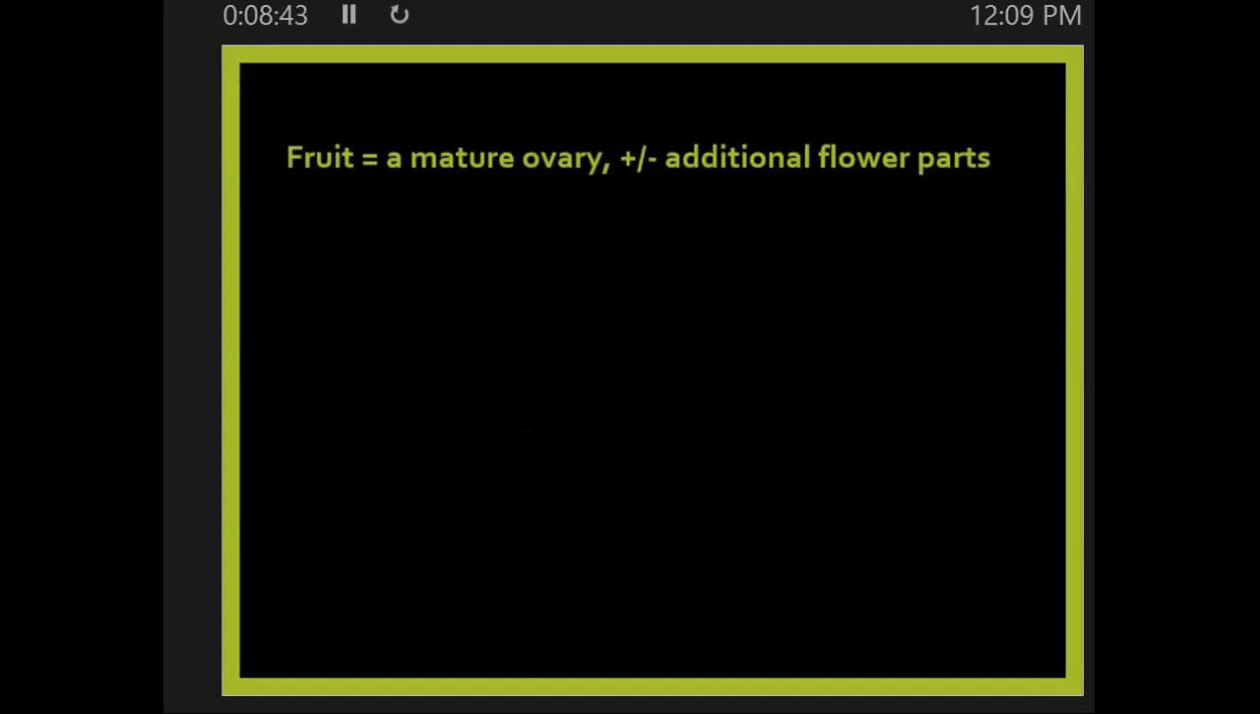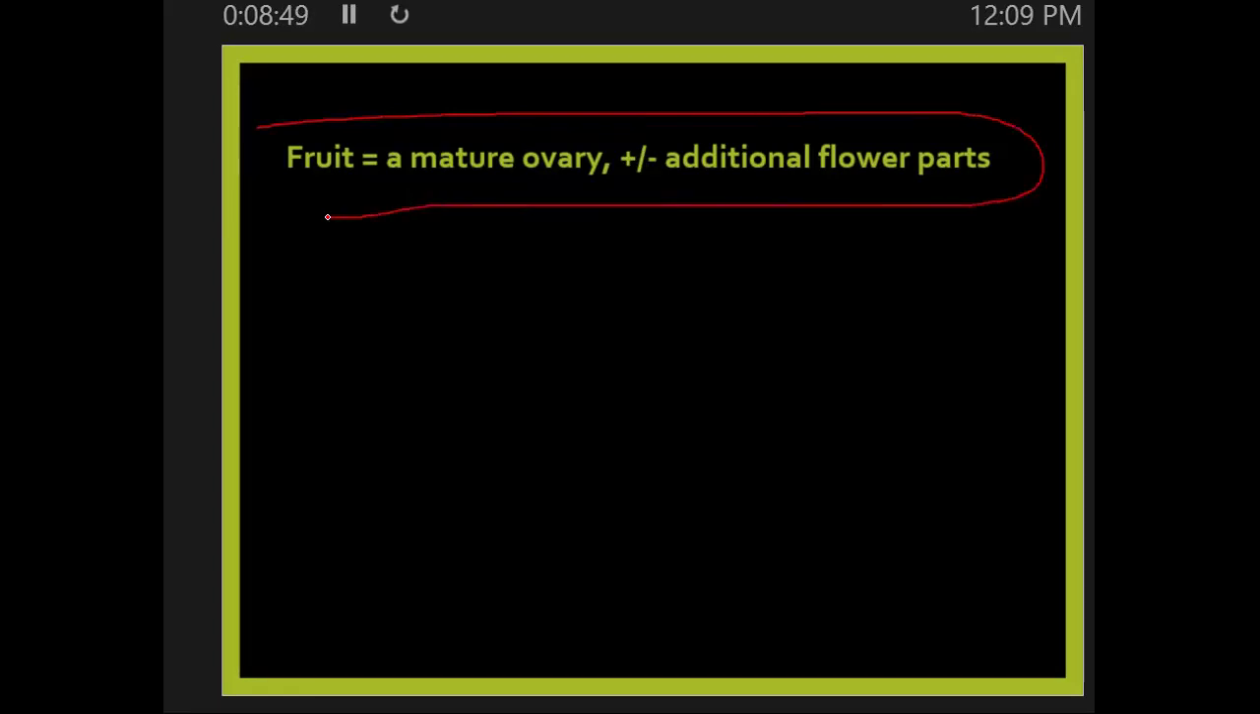So the definition of a fruit, if you look that up, that's what's being written here. A fruit is a mature ovary plus or minus additional flower. So again, looking at the flower, we're zooming into the ovary. And then depending on the fruit, you may have some other tissue, but for sure the ovary is involved.